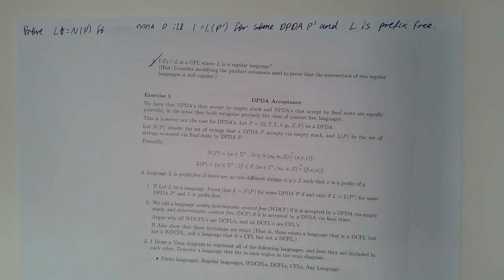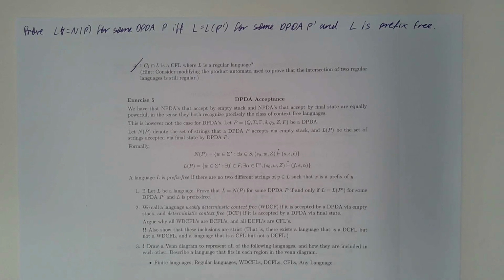Let's have a look at exercise 5. So exercise 5 mentions that MPDAs that accept by empty stack and MPDAs that accept by final state are equally powerful in the sense that they both recognize the class of context-free languages. Acceptance by empty stack just means the machine accepts whenever the stack empties out and it empties out the input on the same transition. And acceptance by final state just means whenever it empties out the input, the PDA also transitions to a final state.